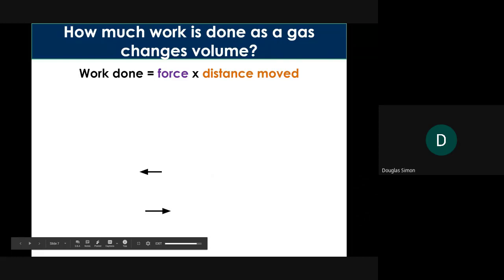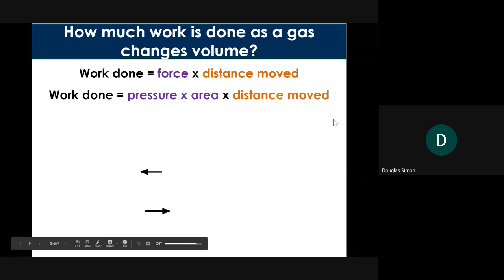So how can we apply this to a gas? Because it's very hard to work out the force on a gas or the distance moved of the particles. So we're going to replace force with pressure times area, and that's simply pressure is force over area. Rearrange and substitute in, and so we've got this equation here. Work done is pressure times area times distance moved.